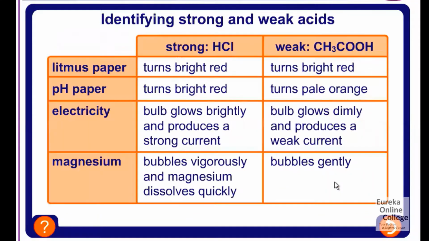So, a summary then. Litmus paper turned bright red for both acids, whereas pH paper turned red for the hydrochloric acid and pale orange for the ethanoic acid, which is weaker. We had a bulb glowing brightly with a strong current for the strong acid, and a dimly glowing bulb and a weak current for the weak acid, and it was all to do with the amount of ionisation, the amount of ions produced. And the magnesium bubbled very vigorously and dissolved quickly, whereas we had a very gentle bubbling in the other, weak acid.